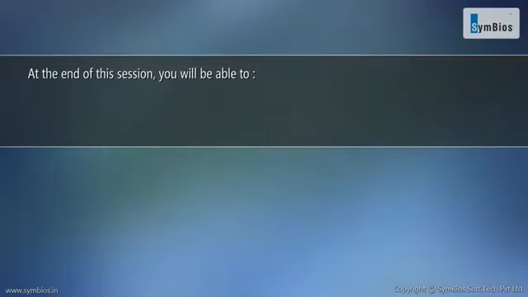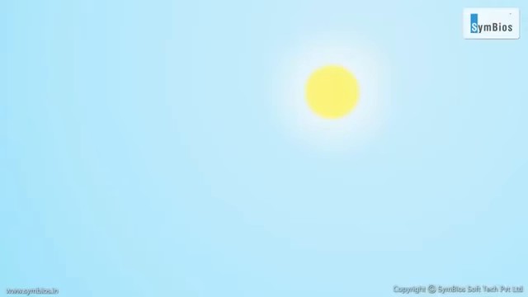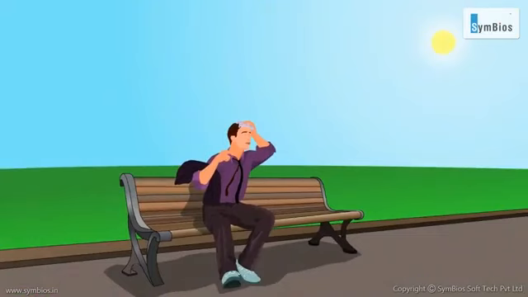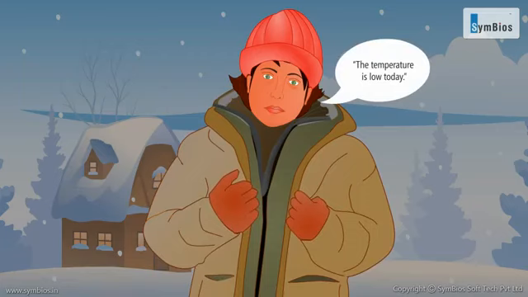Temperature. At the end of this session, you will be able to define temperature, define thermometer, and measure the temperature using a thermometer. You might have heard the term temperature many times in your day-to-day life. If it is a bright sunny day, people say the temperature is more. Or during winter, if the weather is cold, people say the temperature is low.